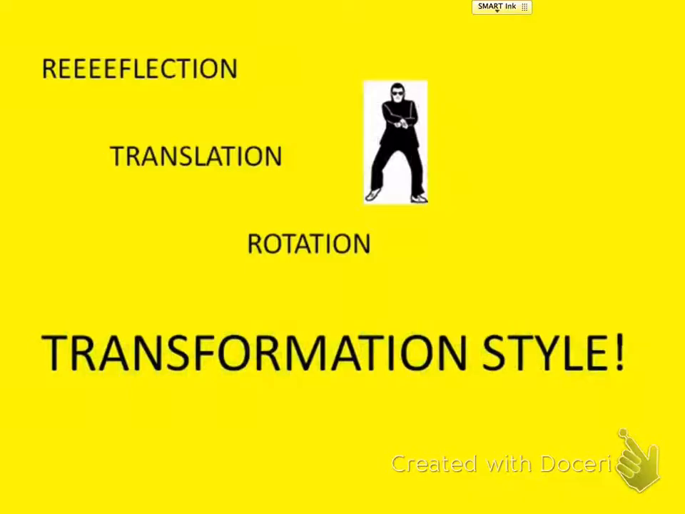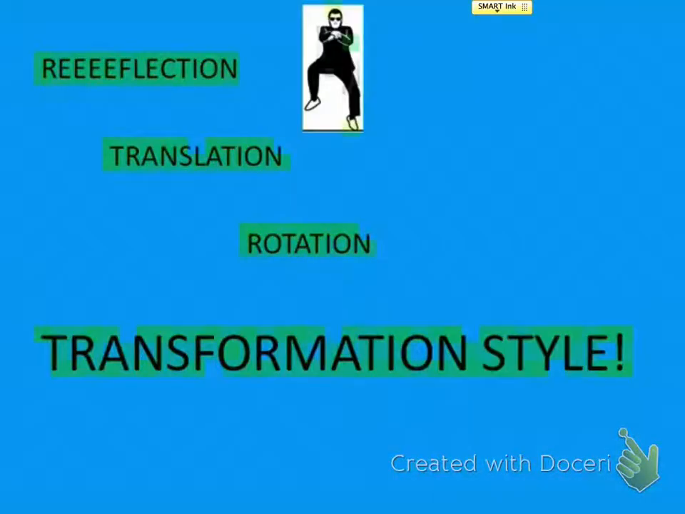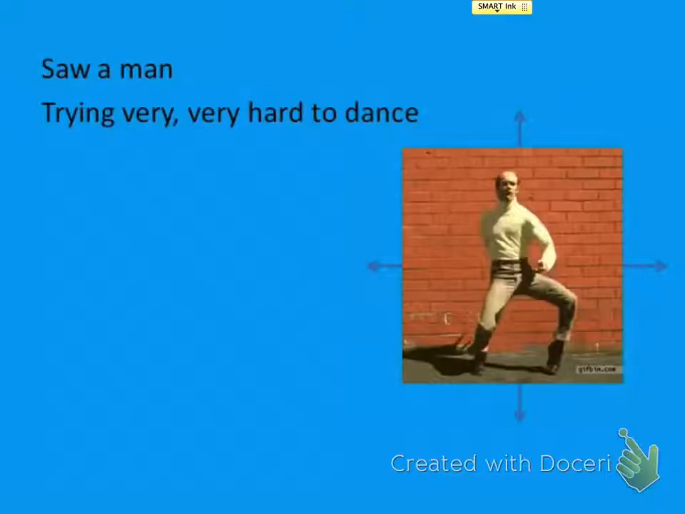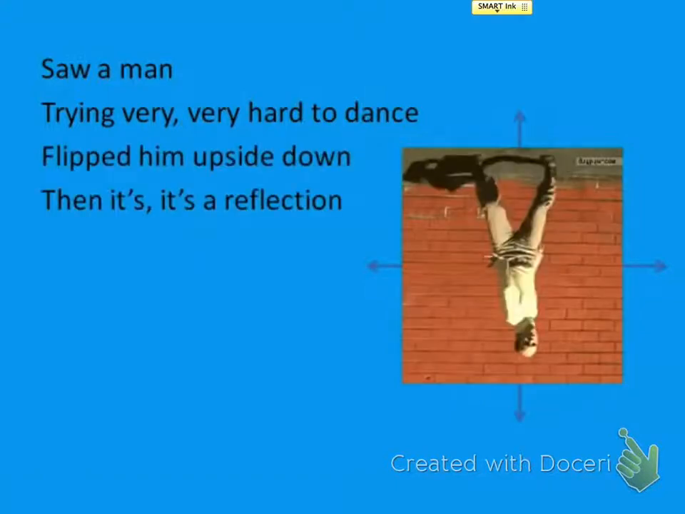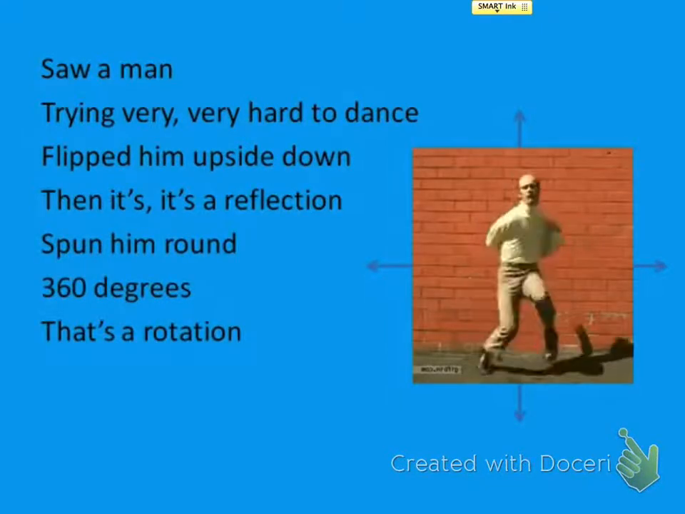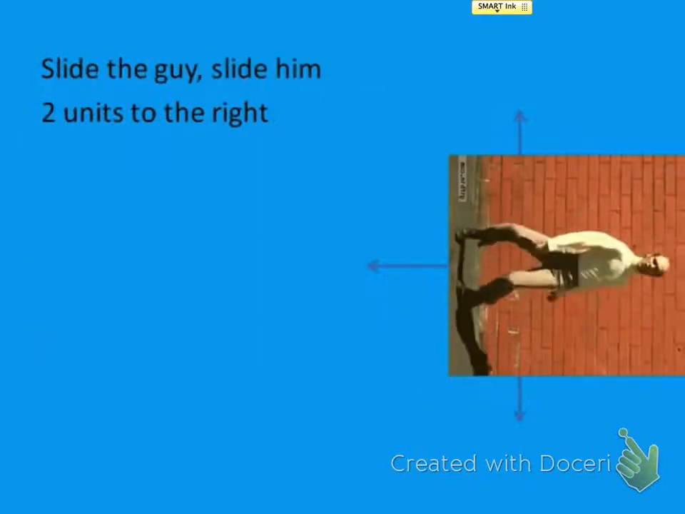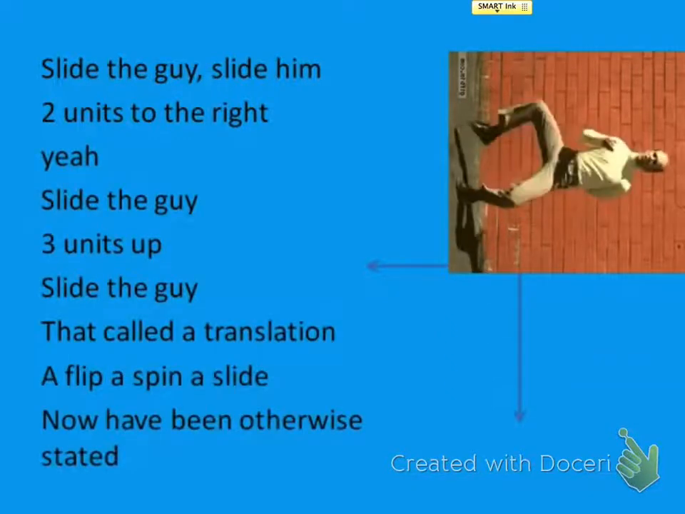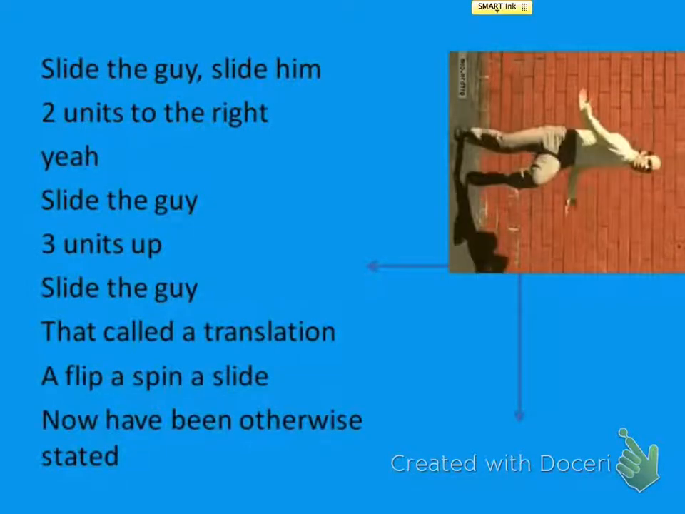Reflection, translation, rotation, transformation style. Upside down, it's a reflection. Spun it round 360 degrees, that's a rotation. Side to side, five to you, left to the right, three units. Side to side, that's the translation. Flip, spin, upside down.